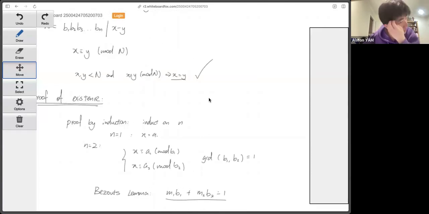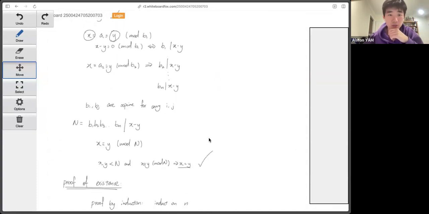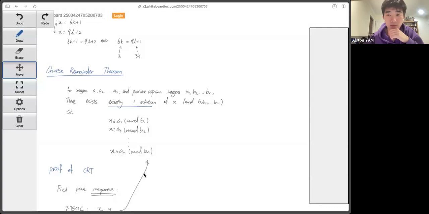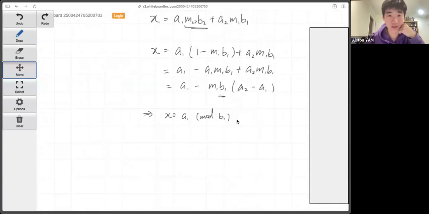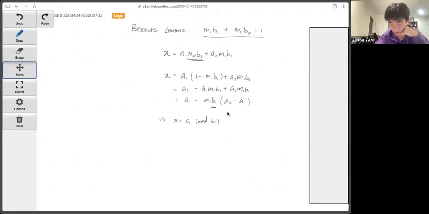So if there cannot be more than one solution and we found one, then there must be exactly one solution to this congruence when n is 2. And that's our base case for the induction. That's our base case. I can write base case. Done.